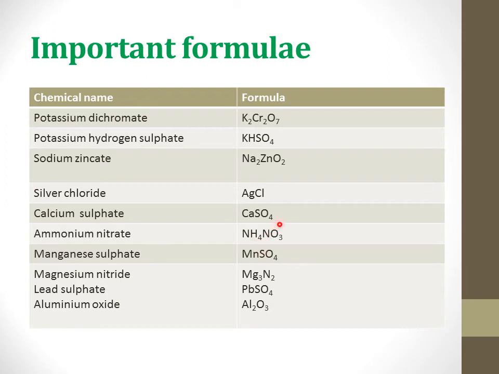Now a radical has its own combining power. A list of basic radicals as well as acidic radicals and their valency is given in your textbook in tables 1.4 and 1.5. Please go through these tables and see the valency of radicals.